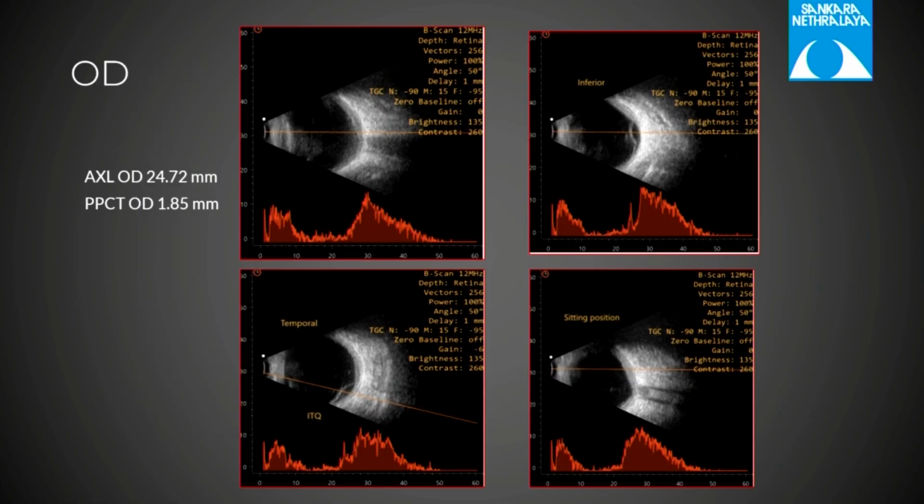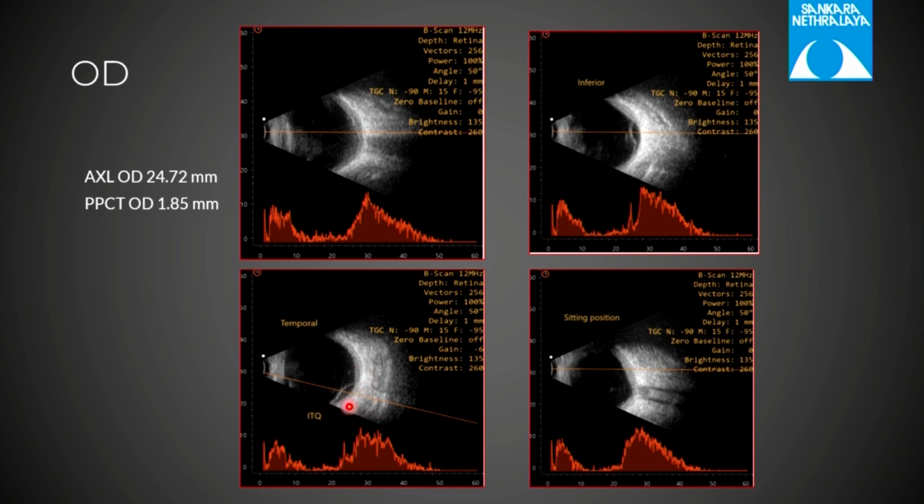This is the B-scan image of the right eye. The axial length in the right eye was found to be 24.72 mm, and the peripapillary choroidal thickness in the right eye is 1.85 mm. Here you can see the vitreous has some dot echoes. Posteriorly, you can see this is the choroidal layer, and here there is a detachment of the retina, and there is a corresponding high reflective spike in the A scan. This shows that there is a retinal detachment, and this is the temporal scan.